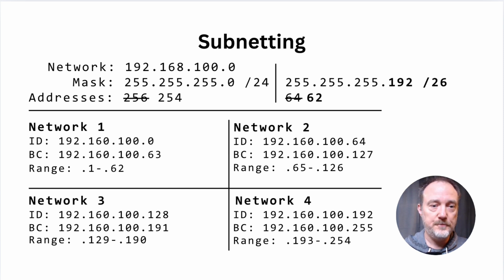So subnetting is creating smaller networks from a larger one by adding more network bits to the subnet mask. This creates more networks that have fewer usable addresses per network.